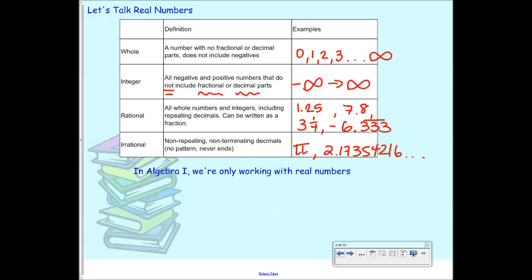If it repeats with a pattern, it's rational. If it does not repeat and there is no pattern, it's irrational. Because what does irrational mean? If someone tells you you're acting irrationally, how are you acting? Odd, kind of strange. Not like you'd expect, right? Not like you would expect someone to behave. So that's why they're called irrational numbers.